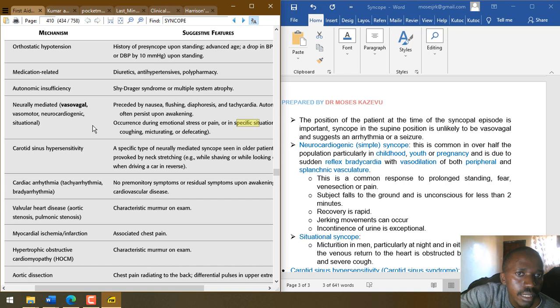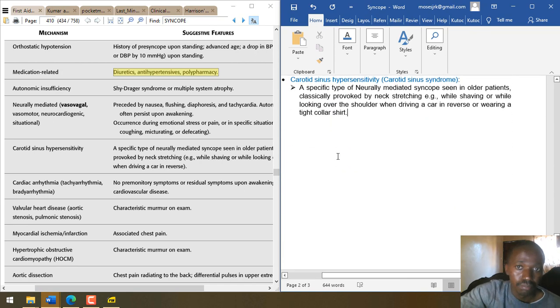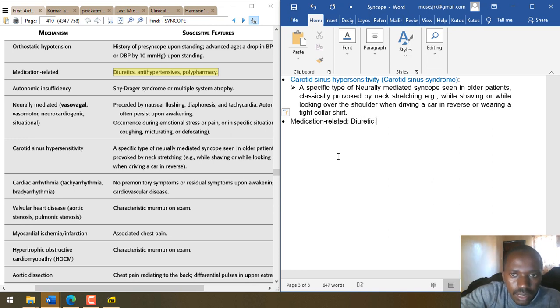And here are some medicines actually that may cause syncope. So we can add this to the history. We can say past drug history: diuretics, because of the dehydration and the electrolyte imbalances, antihypertensives, these are known to drop the BP very, very low, even polypharmacy, those that are taking multiple drugs. It's an important thing to note in the history. So medication related: diuretics, antihypertensives, and polypharmacy. Okay, so we can highlight this.